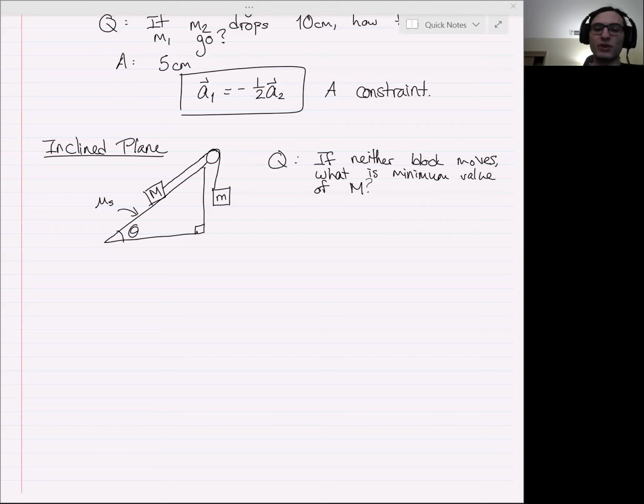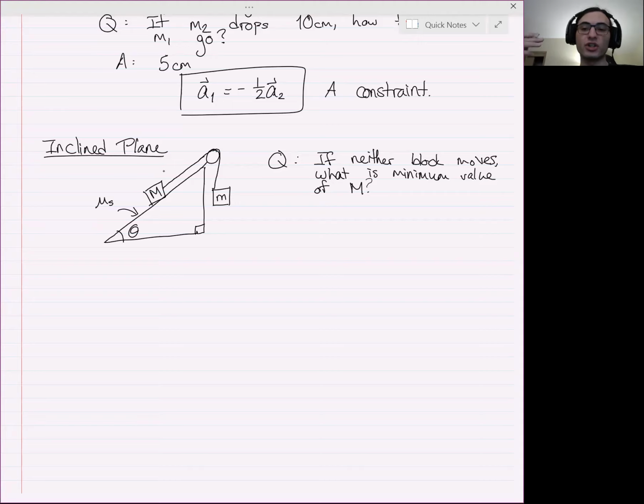The question is, if you have two masses suspended by a rope connected to a pulley on an inclined plane, what is the minimum value of capital M, this block here? What is the minimum value of M so that neither block moves?